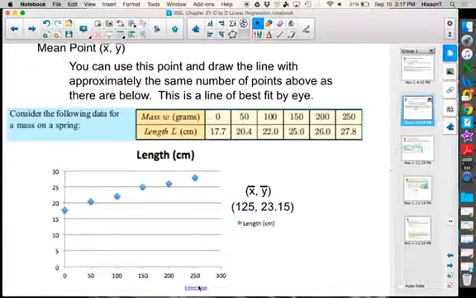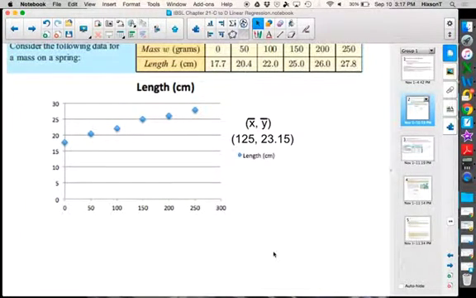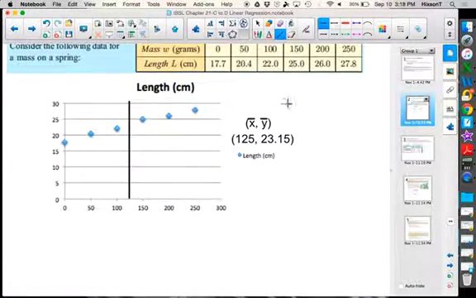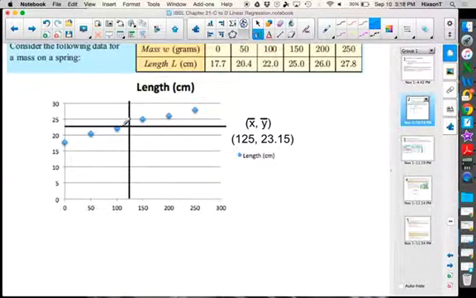So here's the basic idea of what we could do. If we just wanted an approximate idea of how this could be modeled, what we would do is, first of all, plot this point, 125, 23.15. Okay, so let's see, 125 would be about right there, so we're going to go straight up. And 23.15 is going to be about right there. So our mean point would be right here.